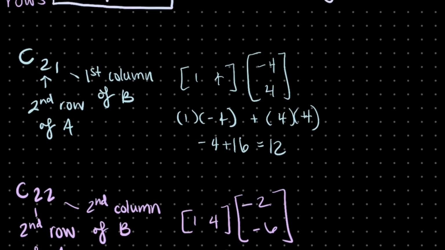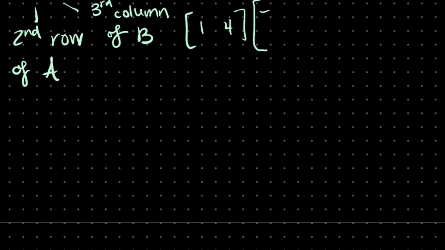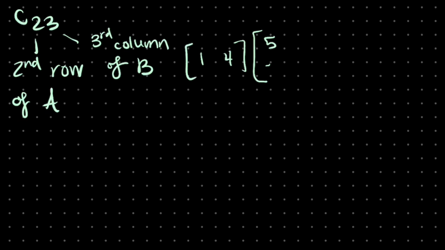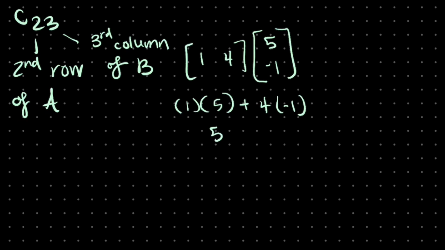but now we're multiplying by 5. It's a positive 5, right? 5, negative 1. Okay, again, as we've been doing, we're going to do the first of the row times the first of the column, plus the second of the row times the second of the column. So it's going to be 5 minus 4, and that is going to be a 1.